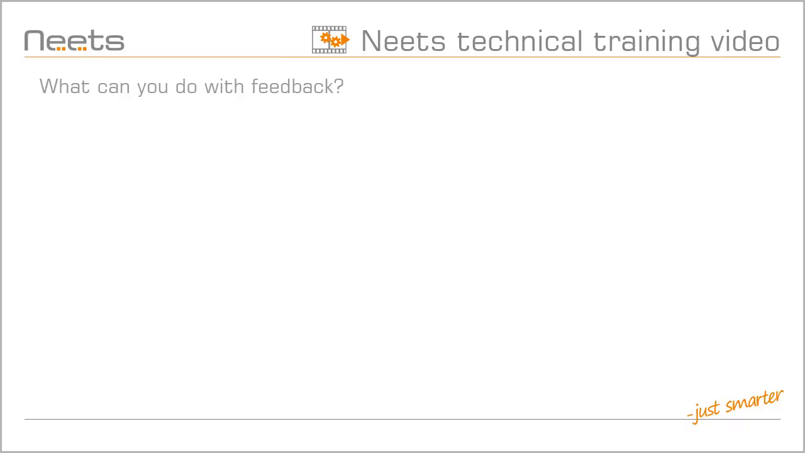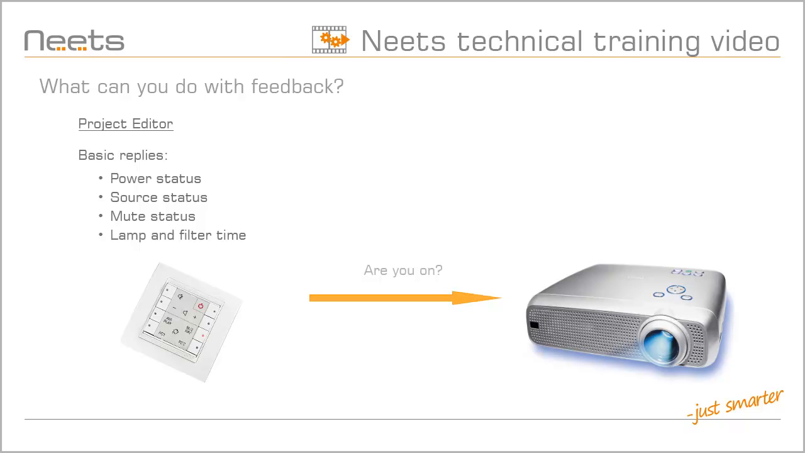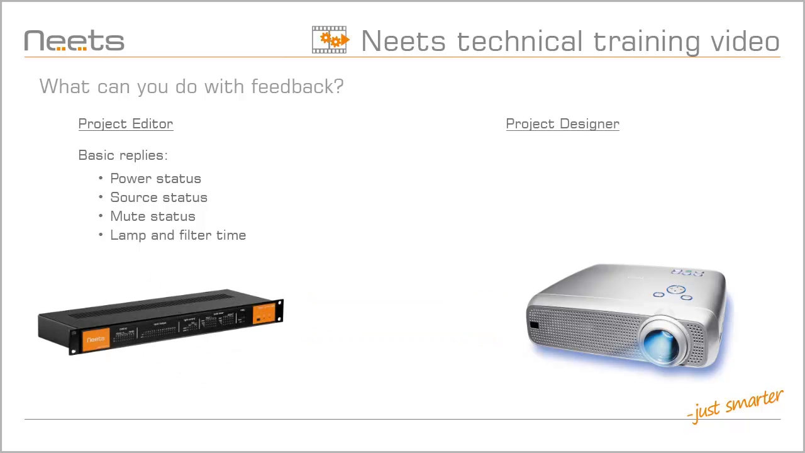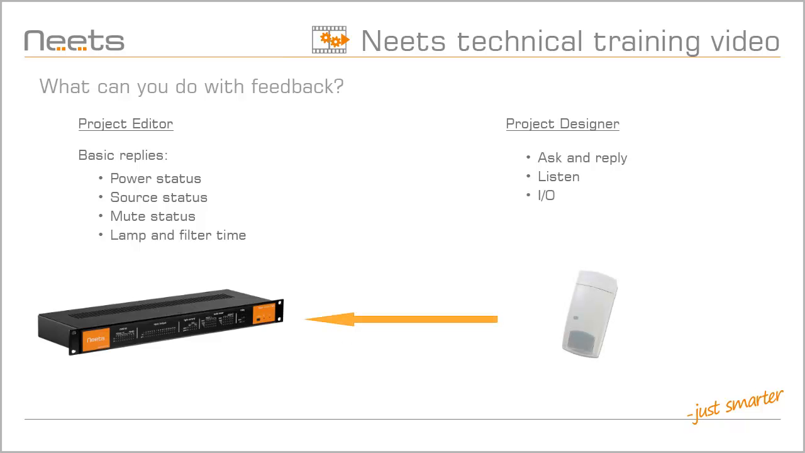So what can we do with the feedback we get? In Project Editor we were limited to some basic replies, like power status and source status, and acting on this to match the status. In Project Designer it is just smarter. We still have the ability to ask for a status, and act on the reply. But we are not limited to the type of status we can ask for. We can also just listen for changes and act on that. Or act on an I/O pin change. And the best part is that there is more freedom on how to act on a reply or change.